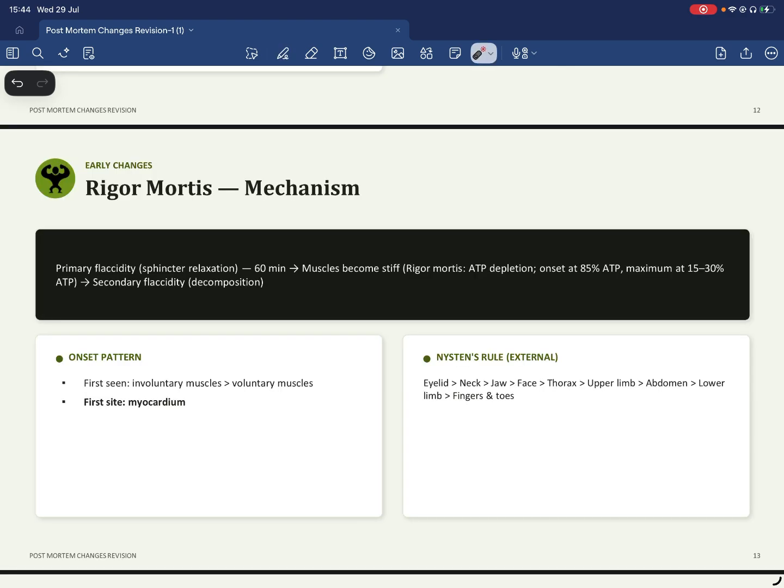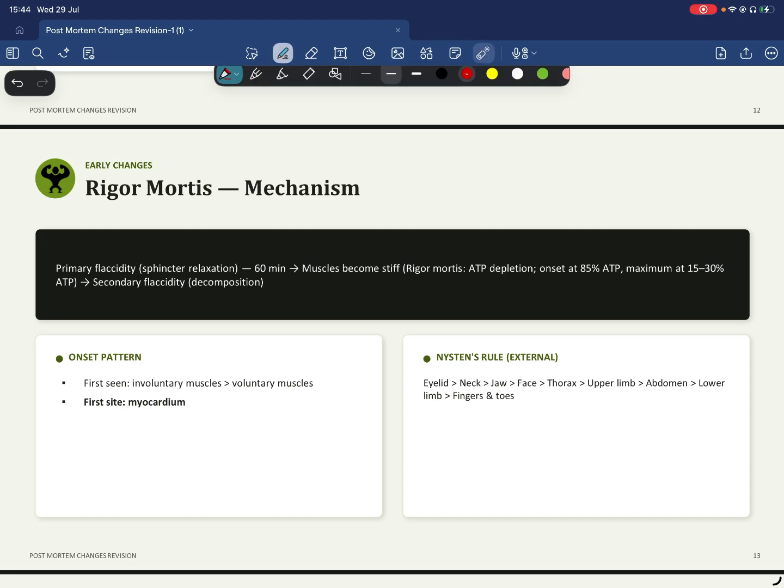Rigor mortis. This is defined as the post-mortem stiffening of the body's muscles that begins a few hours after death and disappears as decomposition progresses. It is caused due to chemical changes in the muscle fibers, mainly because the body is no longer able to produce ATP, which is needed for the muscle to relax.